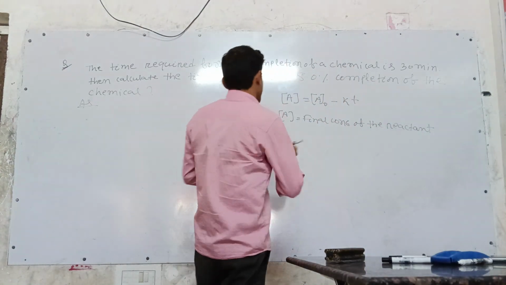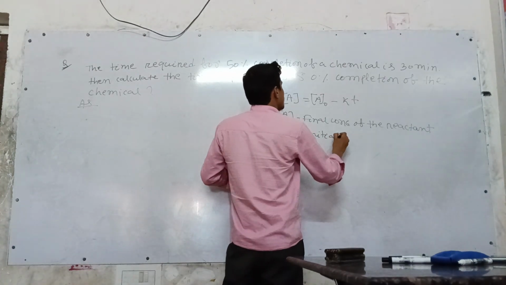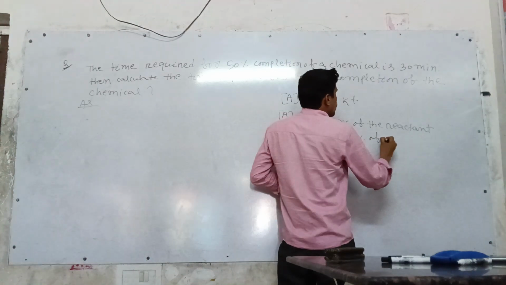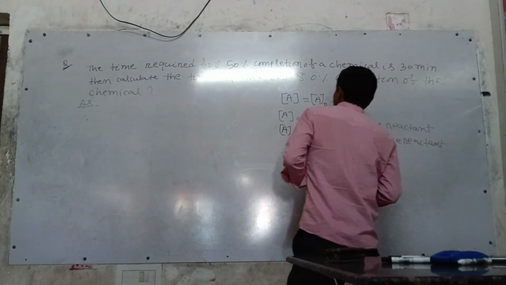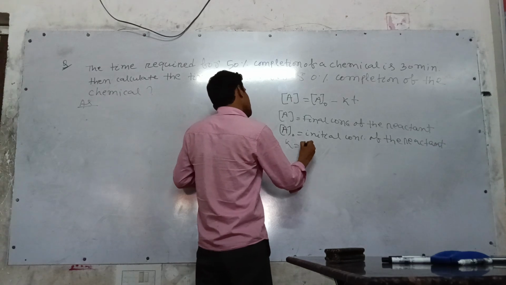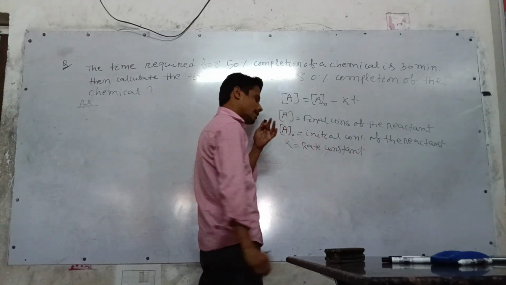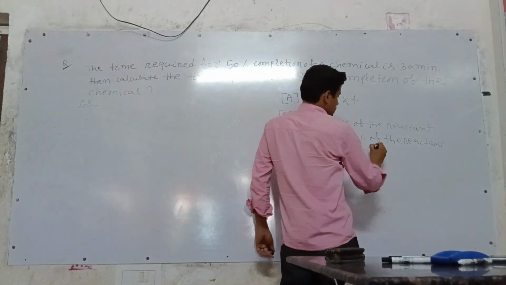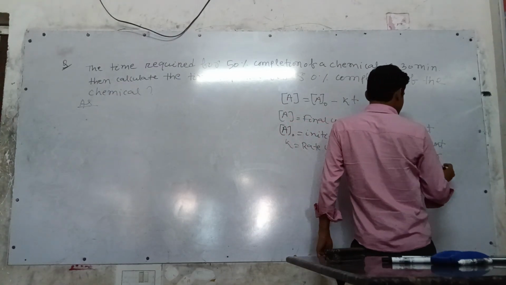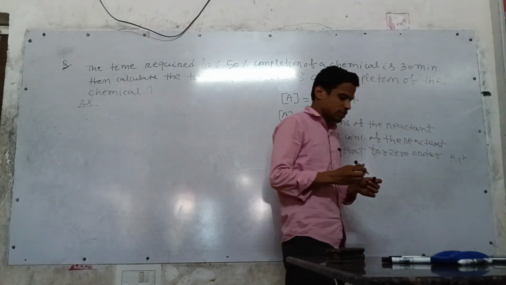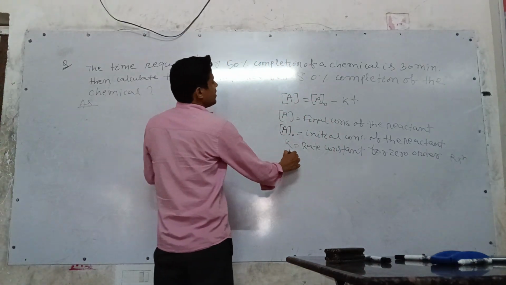A0 is the initial concentration of the reactant. K is the rate constant for the zero order reaction. Zero order reaction means the rate of reaction is directly proportional to the zero power of the concentration of the reactant. t is the time period.